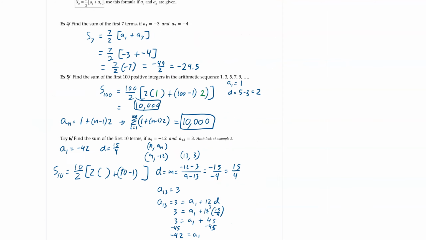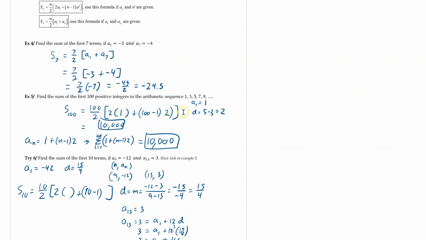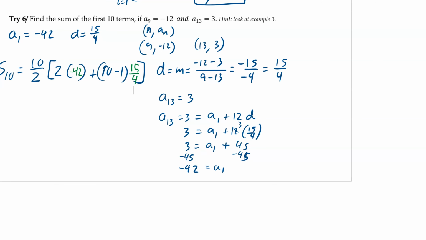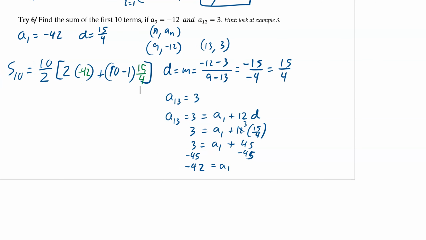So again, you look at your formula, and it's 10, 10, and then a sub 1, and then 10 minus 1, d. And so our a sub 1 is negative 42. You can plug it in. And our difference is 15 over 4. So just to verify those 2 points are correct, let's look at our Desmos.